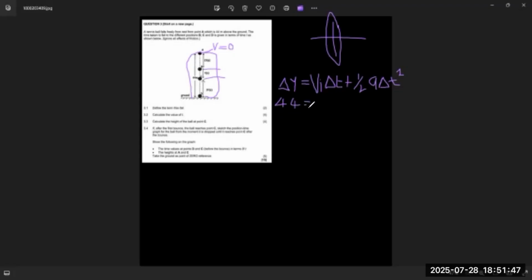It would be equal to what? What is our initial velocity? The velocity at point A is our initial velocity, and we know that it was from rest, so our initial velocity would be 0. Then the change in t from A to D will be 2t plus t plus 3t, all of which will be 6t.